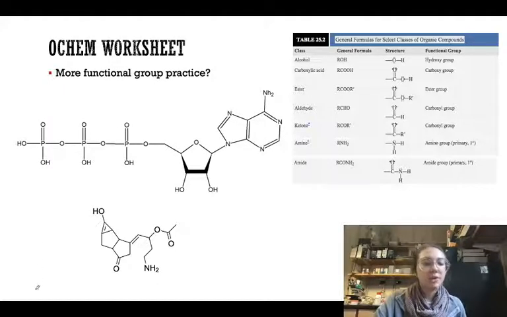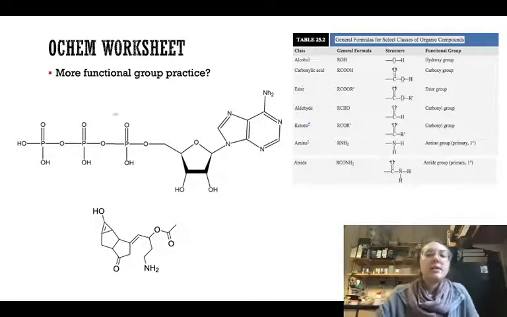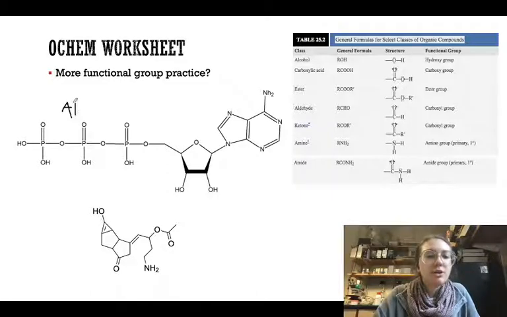Finally, doing a more functional group practice. This is the last part of your sheet. This is where we look at something that's a little more complicated. I'm looking at something called ATP. ATP, of course, likes to power a lot of chemical reaction processes in our cells.